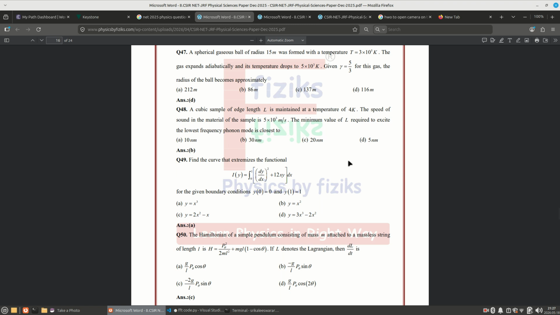We are going to solve this question deeply, and also we will solve the 49th question, which is to find the curve that extremizes the functional. This is also one of the easiest questions. We can easily solve it.